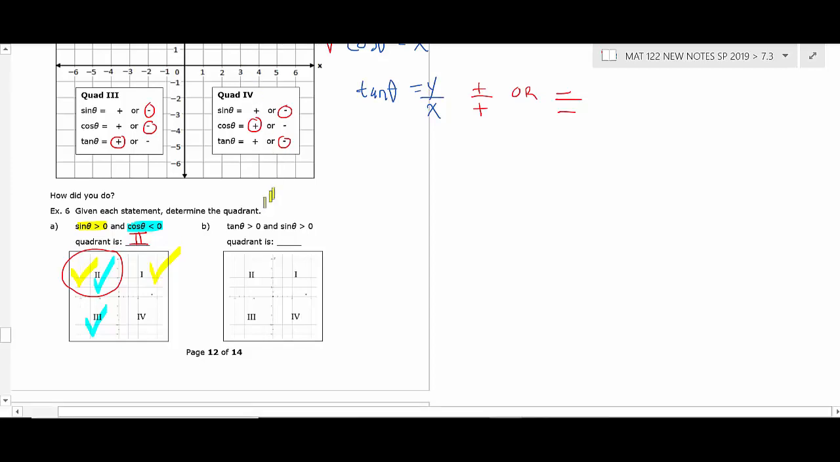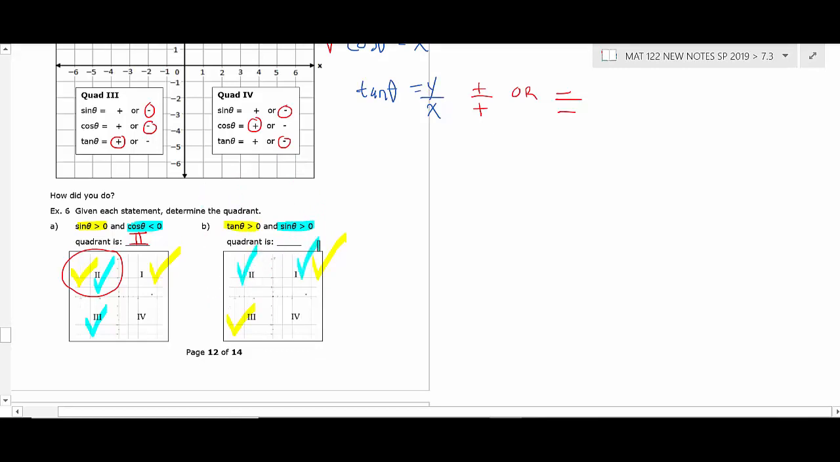Okay, the next one we'll do the same thing. Let's start with the tangent and where it's positive. Okay, the tangent is positive in quadrants 1 and 3. Then we want to figure out where the sine is positive. So the sine's positive above. So I'll put a check mark there, check mark there.